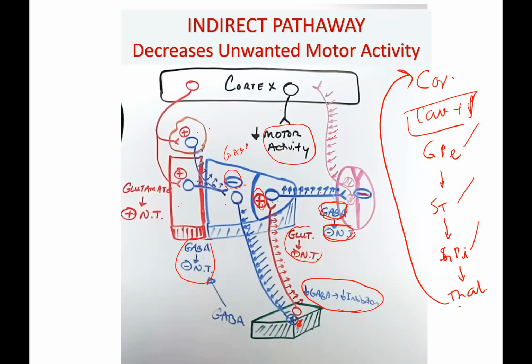First, cortex sends the impulse, action potentials, to striatum. The neurotransmitter is glutamate, which is excitatory, and it goes to globus pallidus externa, which releases GABA, which is inhibitory. Not less GABA, more GABA. GABA is increased, stimulated. GABA is more inhibitory.